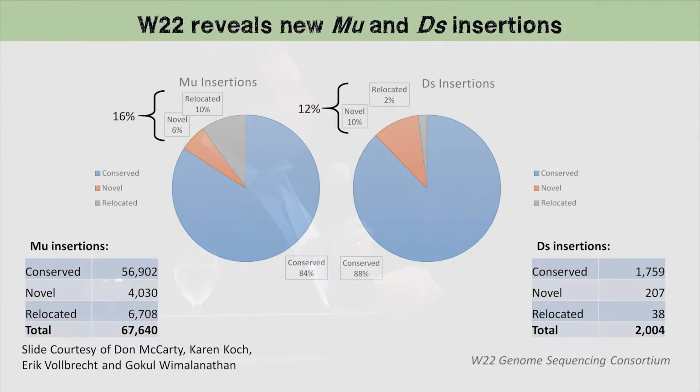However, we identified 16% what we're calling novel placements with Mutator and 12% with Ds. For Mutator, that translates to about 4,000 Mutator elements that we were unable to place in B73 that now find a home in W22. The ability for us to do that probably represents presence-absence variation or significant polymorphism between W22 and B73. So we've increased the value of this resource by being able to place more of those elements.